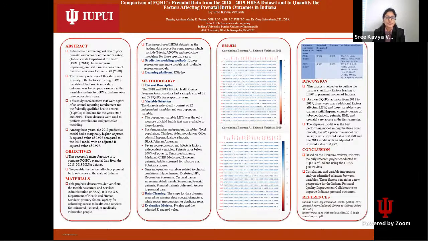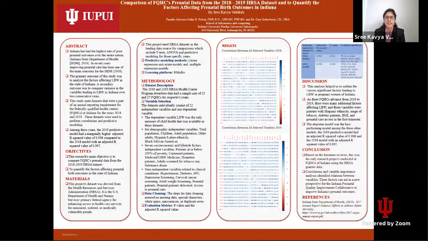The primary outcome of this study was to analyze the factors affecting low birth weight in the state of Indiana. The secondary outcome was to compare variance in the variables leading to low birth weight in Indiana over the 2 consecutive years. This study used datasets that were a part of an annual reporting requirement for the federally qualified health centers in Indiana for the years 2018 and 2019. These datasets were used to perform correlations and predictive modeling.